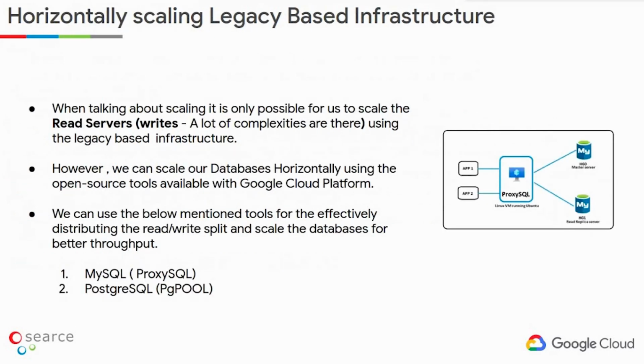Next, we'll move on to horizontally scaling legacy-based infrastructure. When we talk about scaling, it is only easily possible for us to scale the read servers. I agree, you would say we can also scale the write databases. That is correct, but scaling that particular server, the master server, would require a lot of complexity to be solved. However, we can definitely scale our databases horizontally using some open source tools available with Google Cloud Platform.